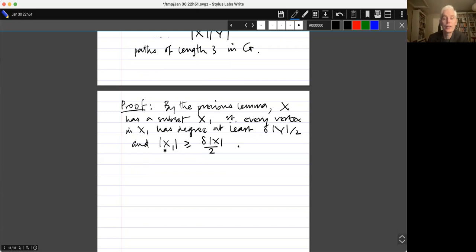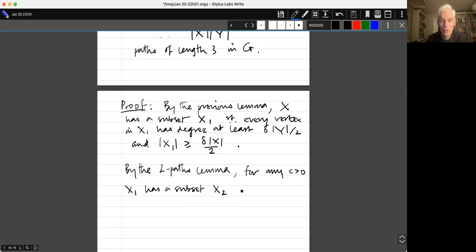So now let's apply the lemma about paths of length 2. So by the paths of length 2 lemma, for any C, X1 has a subset X2 of size at least delta times the size of X1. Oh, wait a minute.